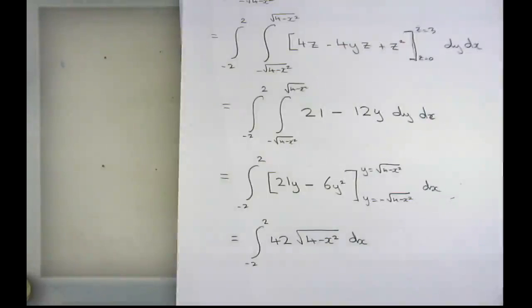Now, how would you do the next one? You'd have to use an inverse trig, wouldn't you? No, you don't. But you could do it as an inverse trig. But remember what this is? This is 42 times the integral from minus 2 to 2 of 4 minus x squared. It's the area bound by that curve. It's a semicircle.